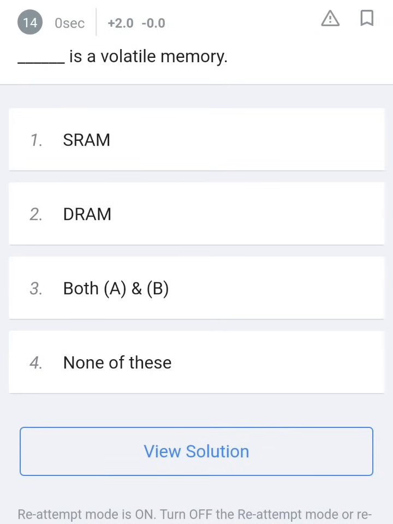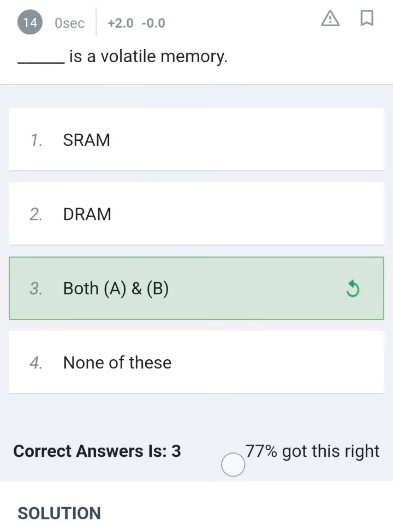Next, RAM is a volatile memory. Volatile means data is lost when power is off. RAM is a volatile memory, so SRAM is static random access memory and DRAM is dynamic random access memory. Both static and dynamic are volatile. ROM, read only memory, is non volatile.